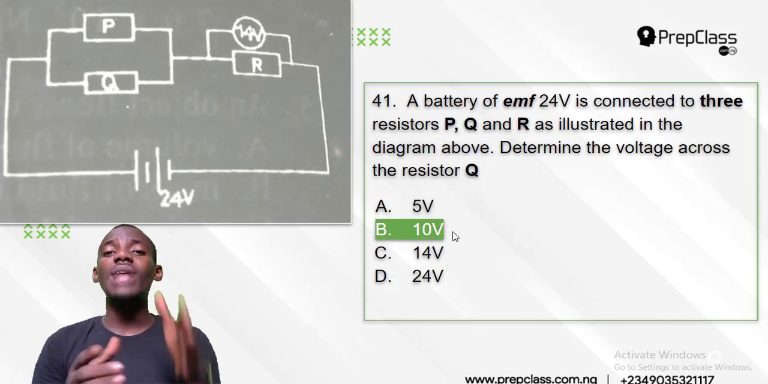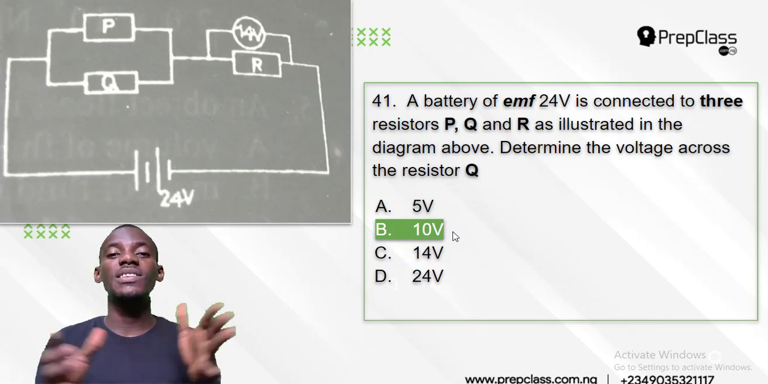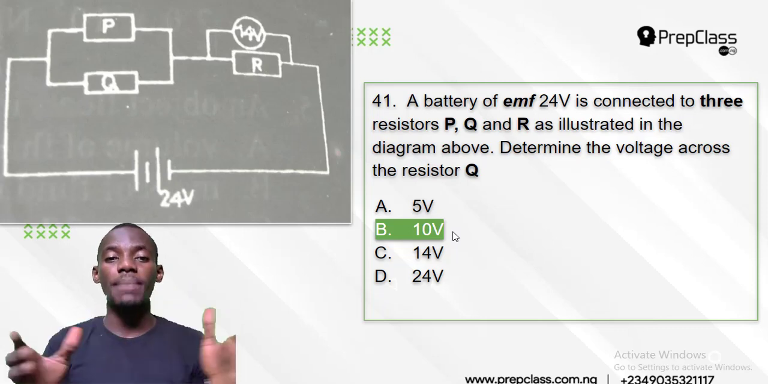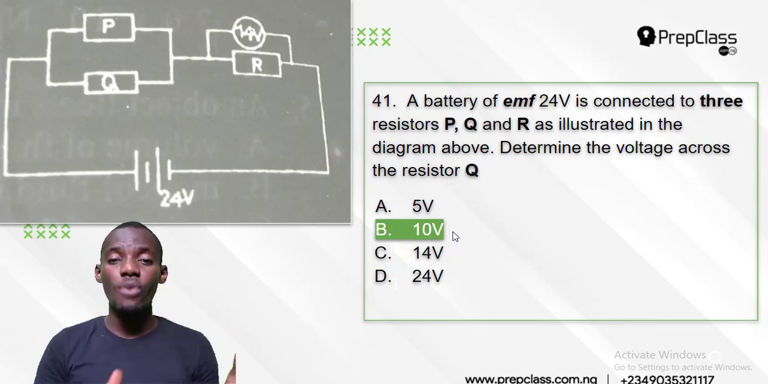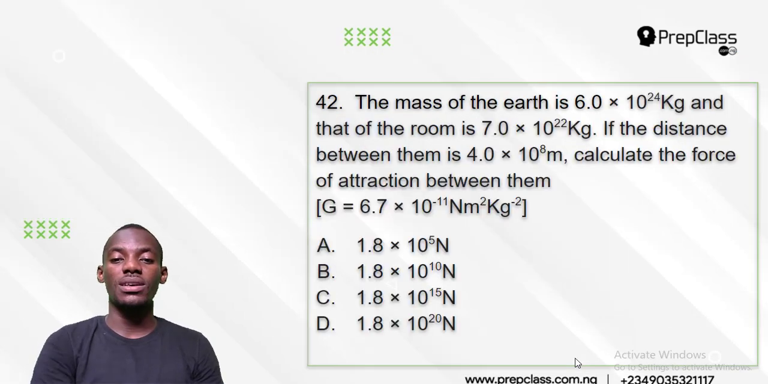Don't forget that total voltage for anything parallel is the same, but if it is series, you will still need to add up. You will need to plus them, but for parallel, they have the same voltage, and that is what I did here to answer. EMF is equal to voltage series plus voltage parallel. I just minus the series from the EMF, and I got the total voltage for parallel is 10 volts, and then I shared it, and that is my answer for Q. 10 volts. Easy peasy, right?